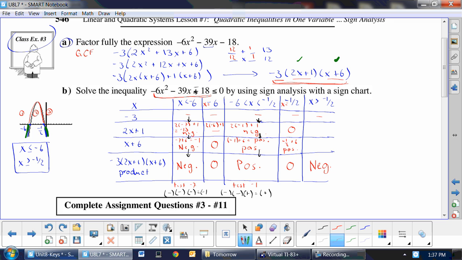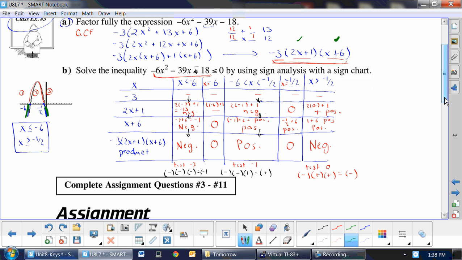So we need a test value greater than -1/2. So you could test 0 or 1 is a nice one. So we know we have 2 times 0 plus 1 gives us a positive. Then we have 1 plus 6 gives us a positive. And so we know that we have a negative multiplied by a positive, multiplied by a positive, gives us a negative. Okay? And then we just get to look at it and say, okay, we're looking for something less than 0.